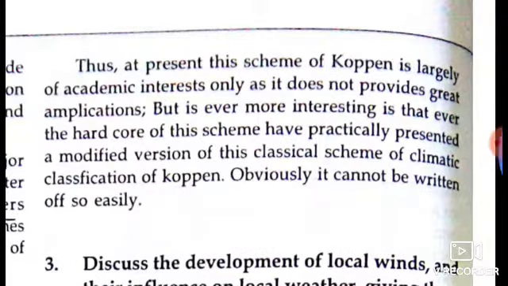The scheme of Köppen is largely of academic interest only, as it does not provide great application. But what is even more interesting is that the modern geographers have practically presented a modified version of this classical scheme of climatic classification of Köppen. Obviously, it cannot be written up so easily.